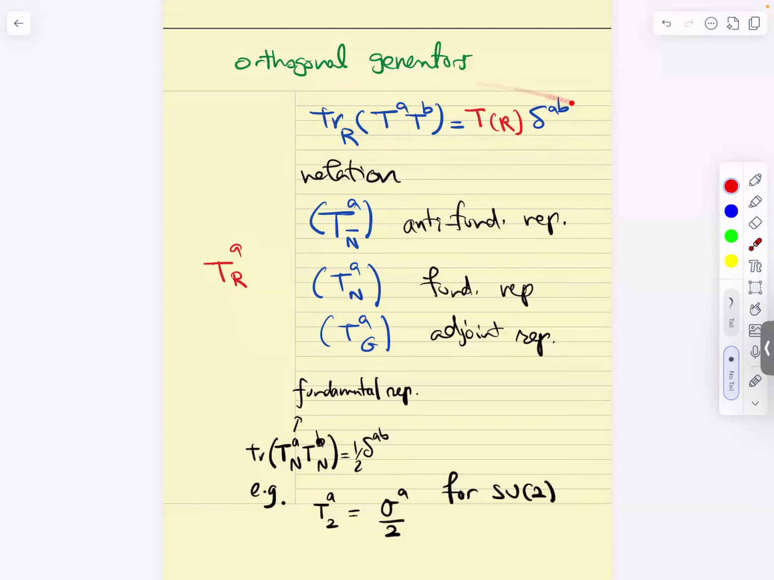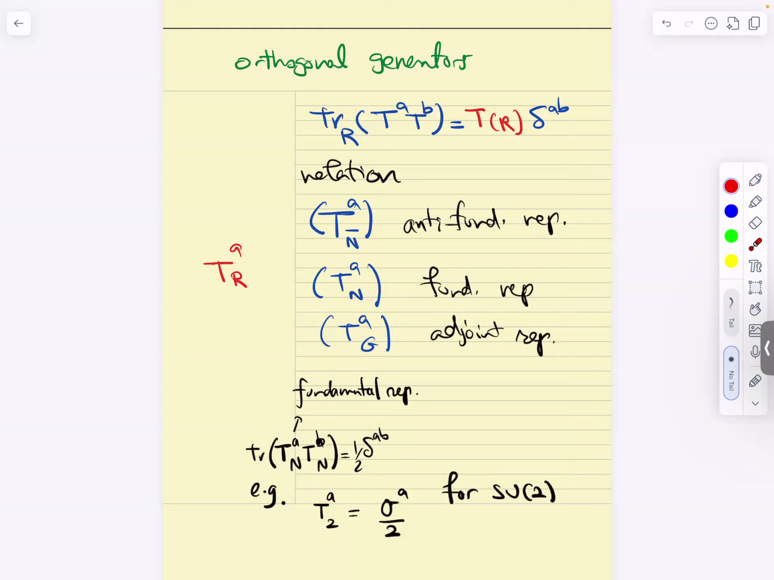All right. So here's what it is. So trace of TA TB in representation R gives T of R. Here's the notation. T of R of A means the A-th generator of this group in representation R. So for instance, I apologize about this notation, it's pretty standard. T of A of G, G means adjoint representation. It's not G of the group. When people put G next to a generator, they mean the adjoint. This is an adjoint representation. When they put N, they mean fundamental. And when they put N bar, they mean anti-fundamental.